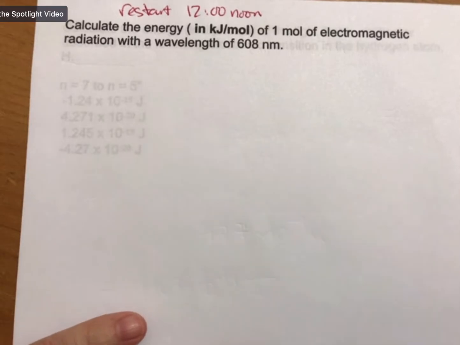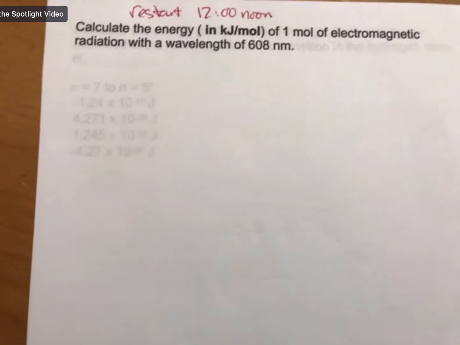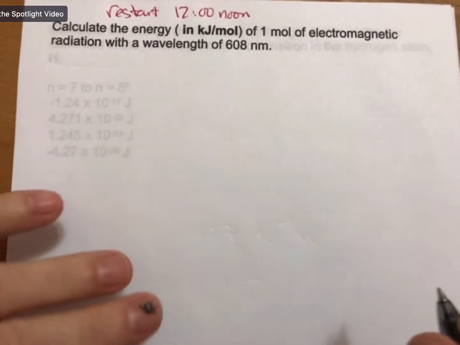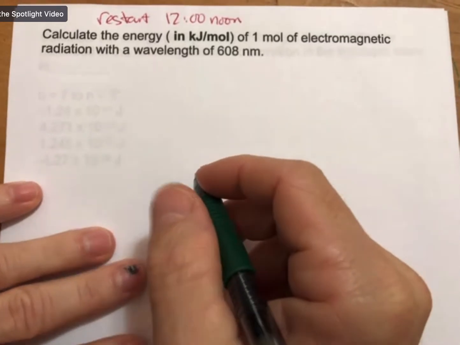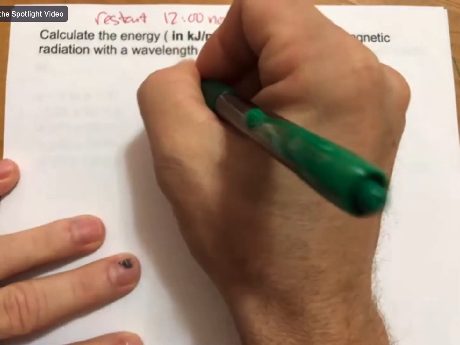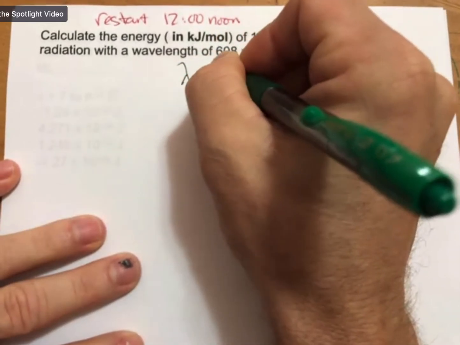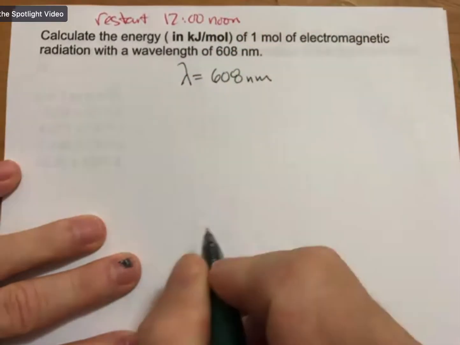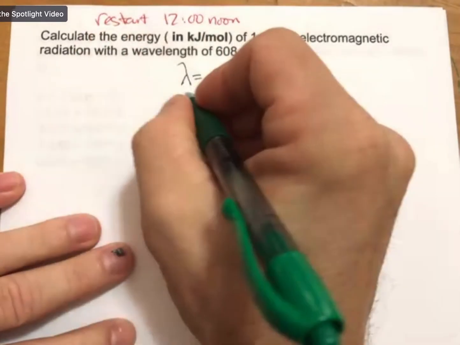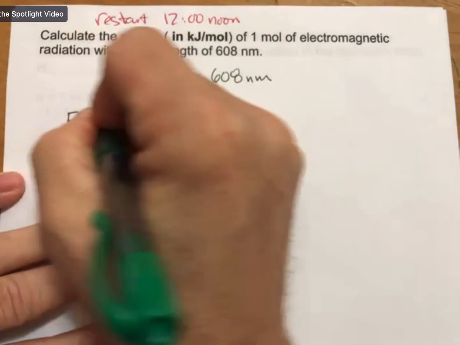Electromagnetic radiation with a wavelength of 608 nanometers. Now, what this looks like is, we have the wavelength, and in a previous problem we've shown how you can take wavelength and turn it into energy.